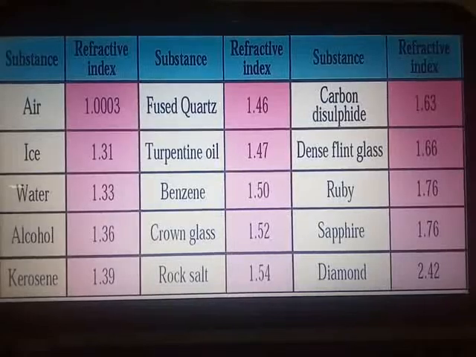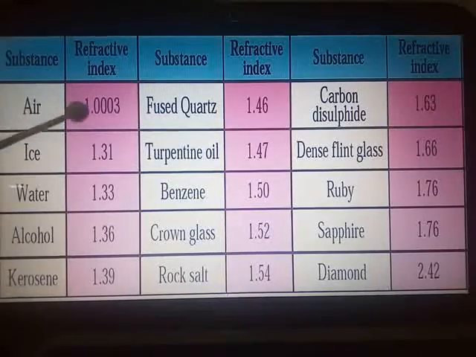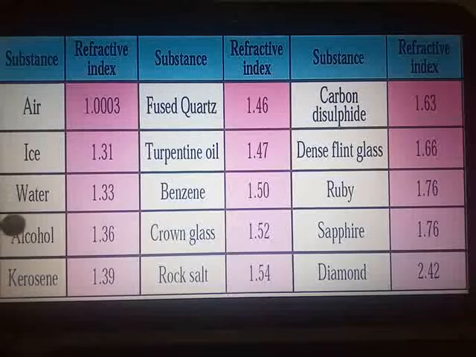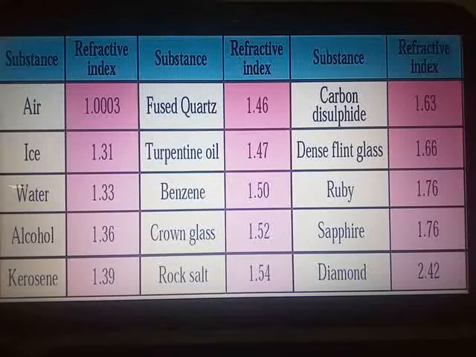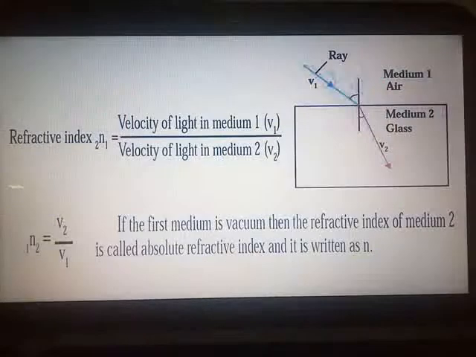Now the refractive index of some substances is given in the chart on page number 75. You can see here the refractive index of air, ice, water, alcohol, kerosene and different substances displayed in the chart in your textbook. So you don't have to remember or learn them, only remember a few very normal ones like air, ice, water, alcohol, kerosene. First five you just remember their values.